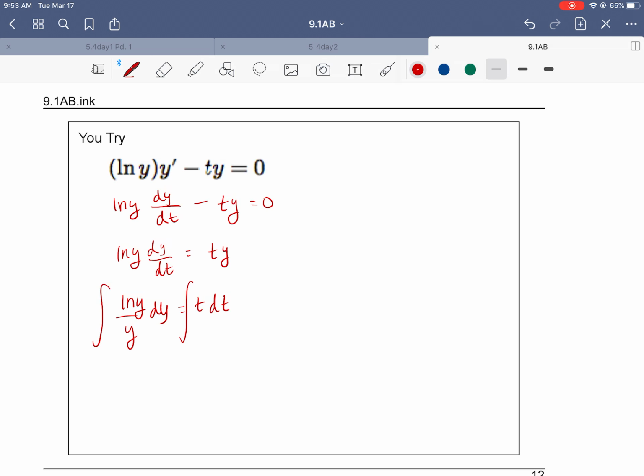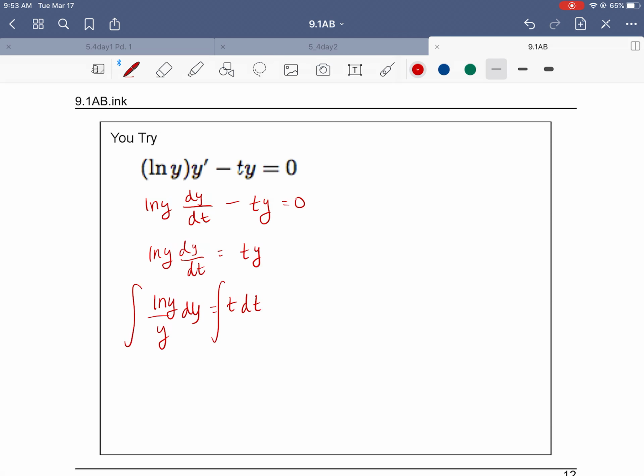If I use y as my u, my denominator y will not derive to ln y, which is what I would need. So it's okay to pick the incorrect thing in the beginning, but again, you need to find all of those pieces. So the only way to complete my substitution would be to start with ln y being my u. du is then 1 over y dy.